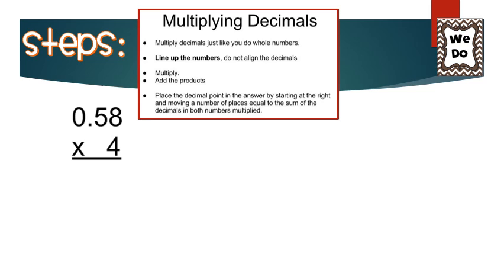Okay, so it is your turn. I want you to go ahead and try this problem. No calculator. 0.58 times 4. This one's a little bit tricky. I want to see what you can do. Pause the video, answer the question, and then we're going to come back and talk about how to solve it.